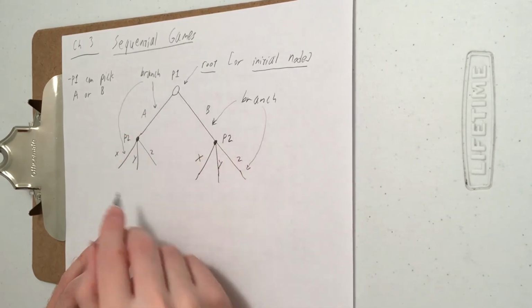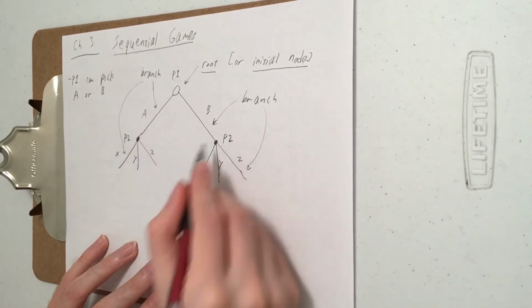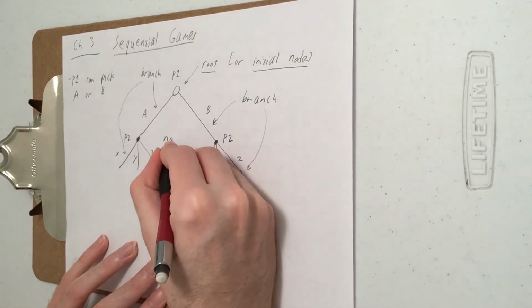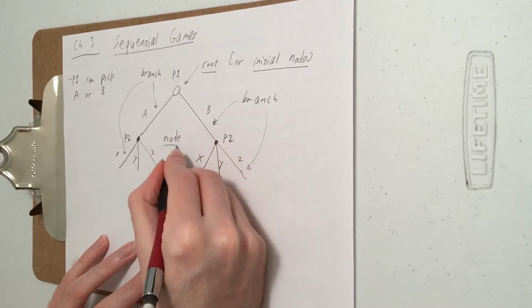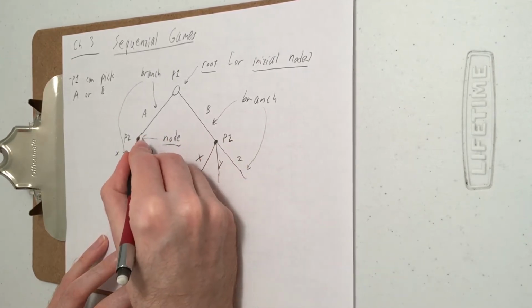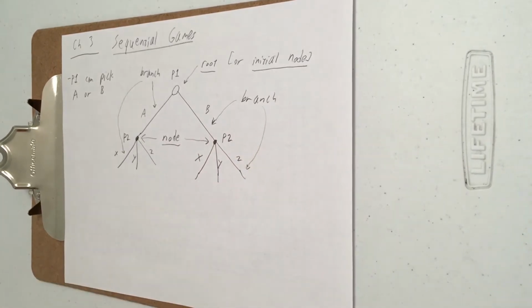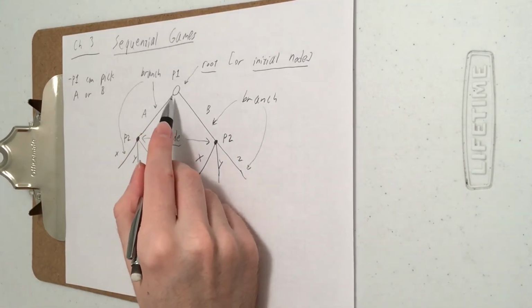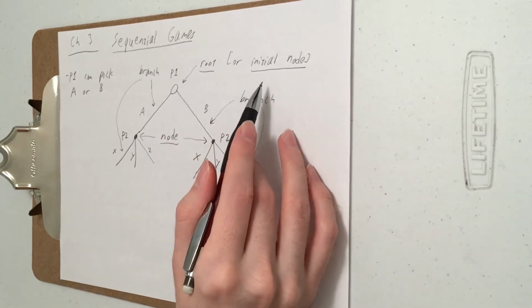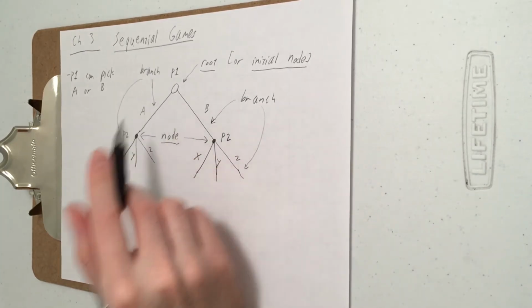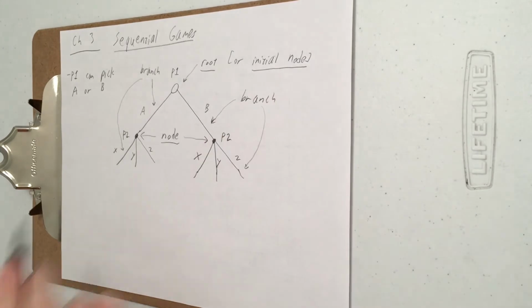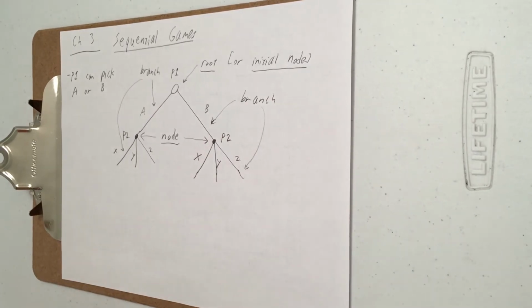Now these black dots are called nodes. So you can see why I call this one over here the initial node. It's just like these nodes down here, but it's the very start of the game, so that's why I put initial in front of it.